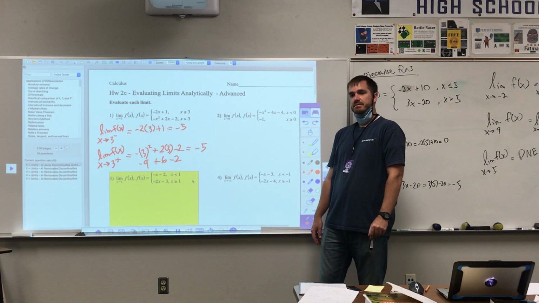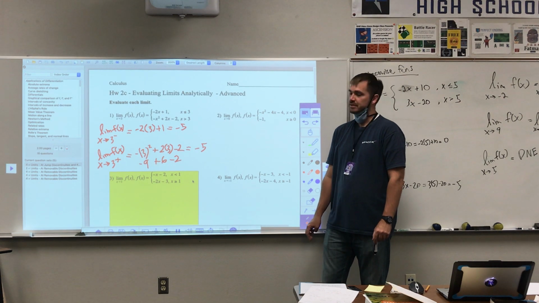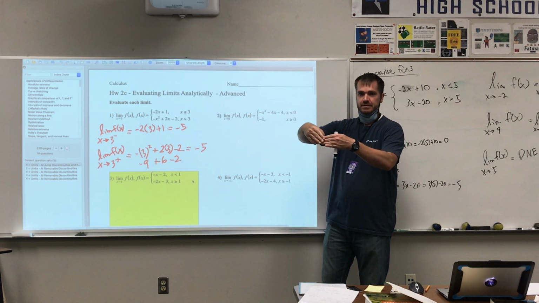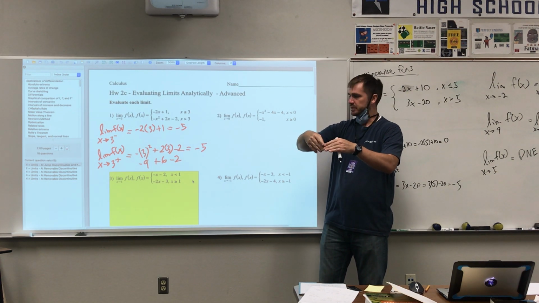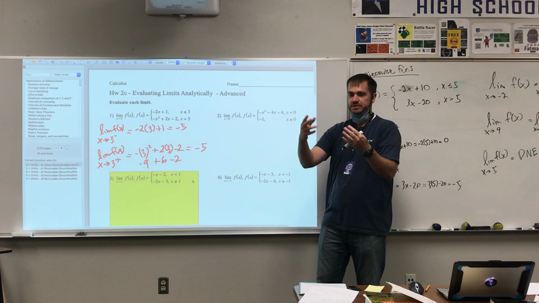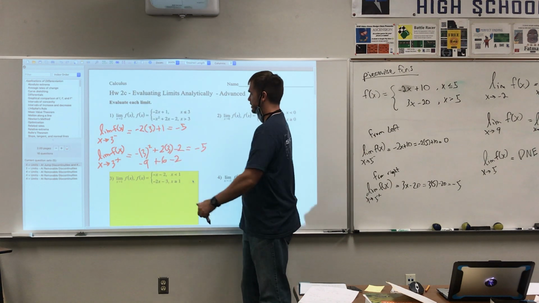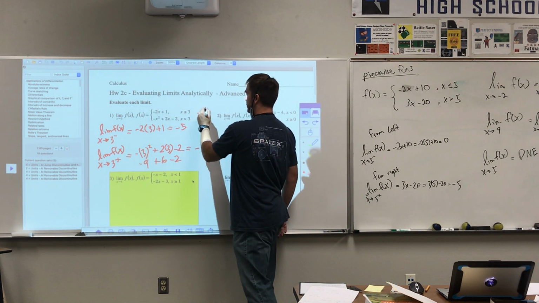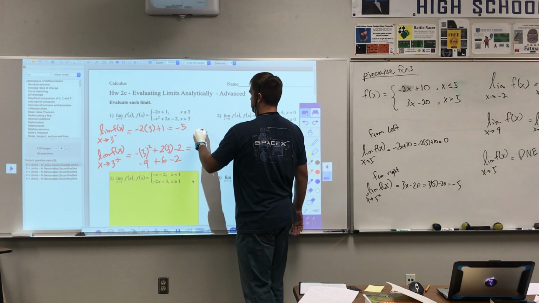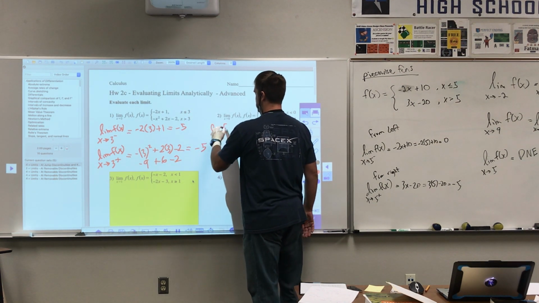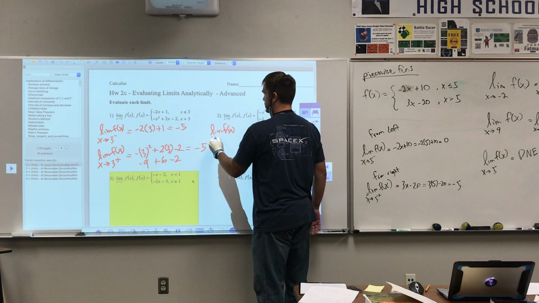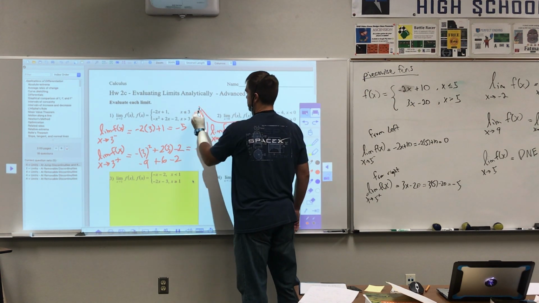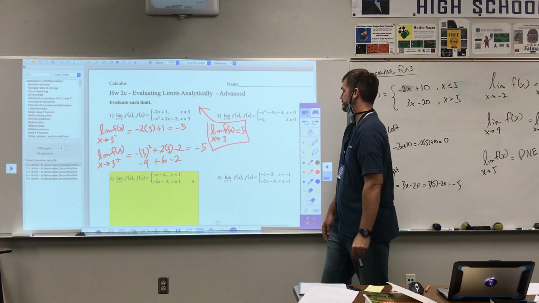It's approaching the same thing from both sides. What does that tell us? Yeah, it's negative 5, the two-sided limit. This guy that's asking up here is negative 5. Actually, I probably should write it. That's the problem. That the limit of f of x as x approaches 3 equals negative 5. But of course, that one, that's for that problem right there.